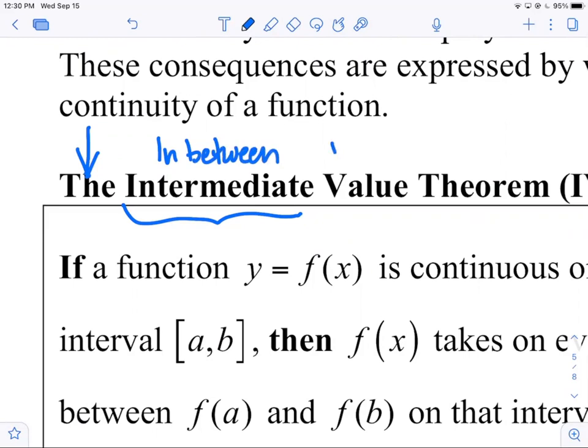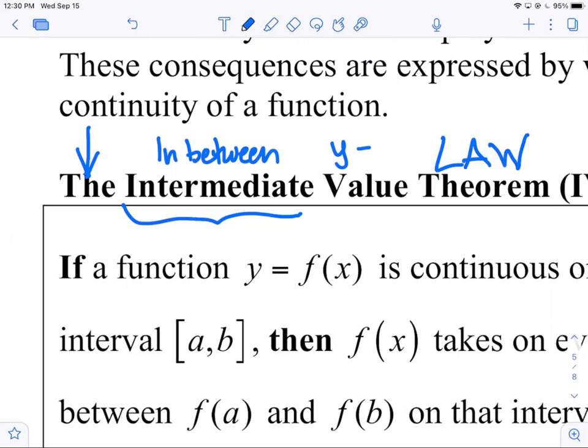And then when we talk about value, it's Y value specifically. And when we talk about theorem, we're talking about the law. It's not just a good idea, it's the law. So this is called the in-between Y value law, right? Or the IVT for short.